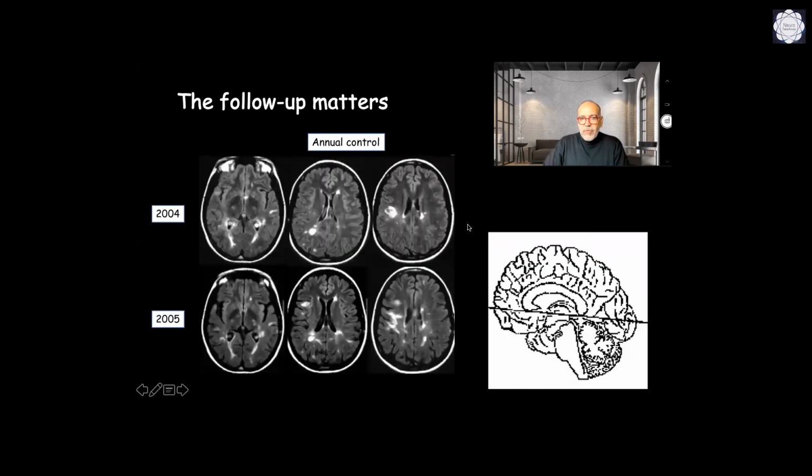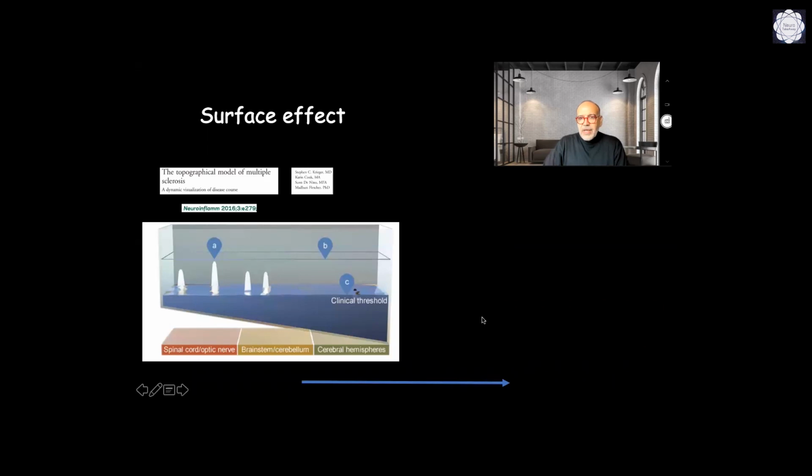The annual control that we usually perform should be performed in the same MRI equipment, and it's very important the repositioning of the patient following the subcallosal line. And finally, I would like to show you this surface effect of this Krieger pool model, which is very, very interesting. In this model, Krieger compares MS with a pool. The floor is oblique. It has a slope because the topography matters, as we said before, and spinal cord and optic nerve are associated with more vulnerable areas, and very rapidly show clinical findings. On the other side, you have the cerebral hemispheres, which tend to be more silent, and in the middle, you have the brainstem and cerebellum.